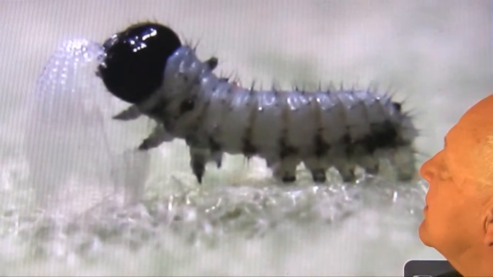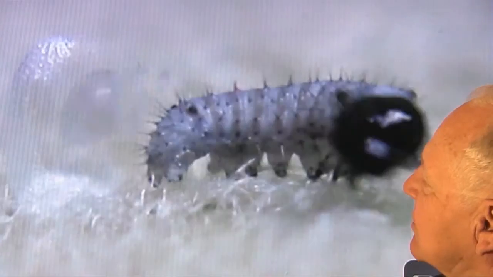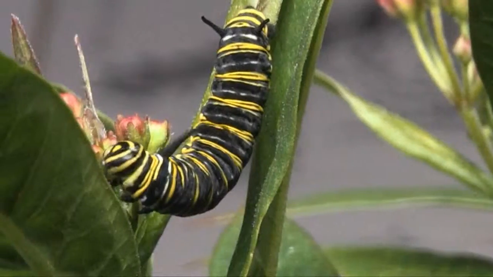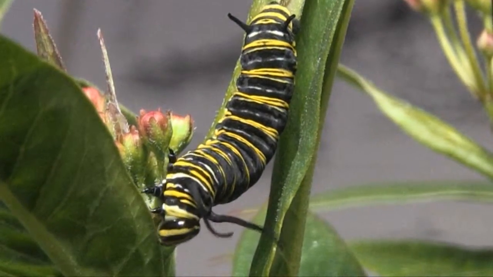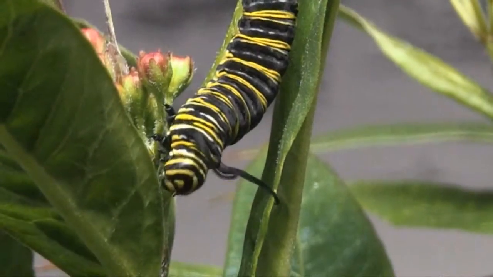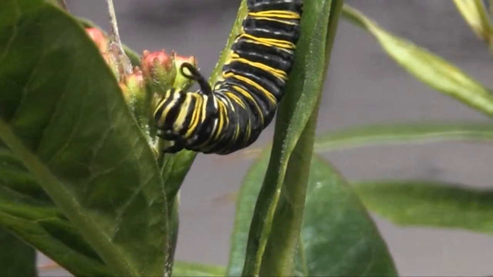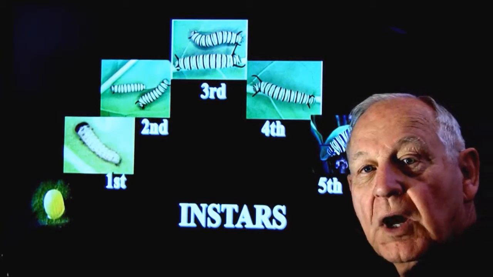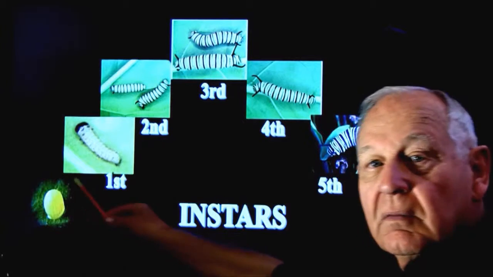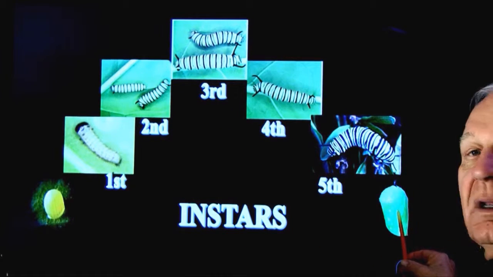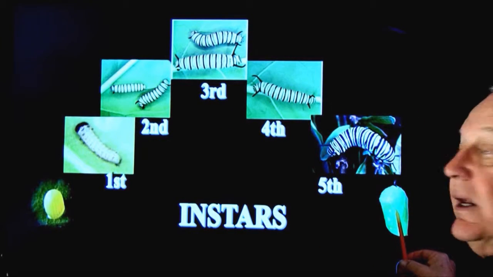The first thing it does after it emerges is eat the protein-rich egg case. The rest of its diet is rich in carbohydrate, low in protein. That would be the milkweed leaves itself. The larval stage of the monarch butterfly begins with the egg and ultimately ends with the chrysalis, the pupa stage.